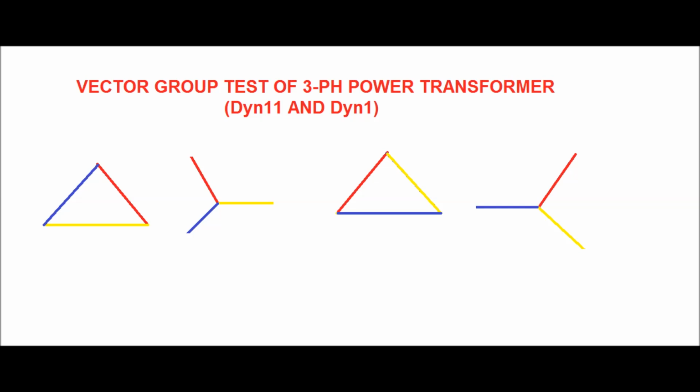Hello friends, today I will discuss the vector group test of a three-phase power transformer. The vector group types are Dyn11 and Dyn1.